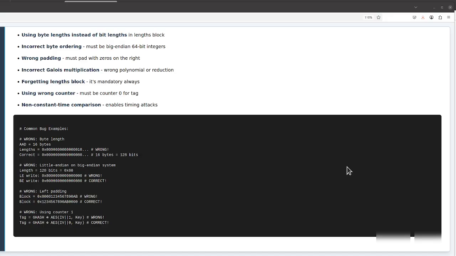Mistake number 2 is incorrect byte ordering in the lengths block. The lengths are 64-bit big-endian integers.